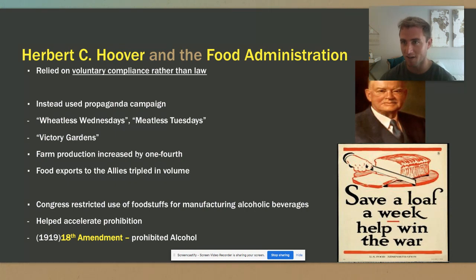This is going to be another blow to alcohol, and that is going to cause the 18th Amendment finally to be ratified, prohibiting alcohol, and that's what we'll see in the 1920s in our Prohibition era.